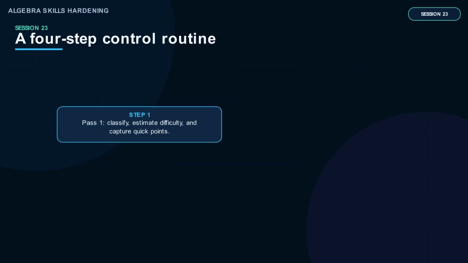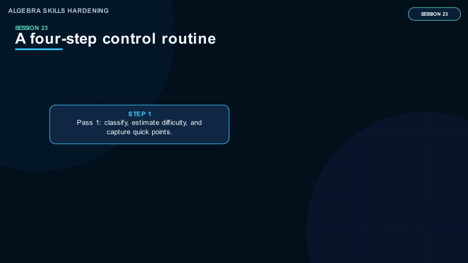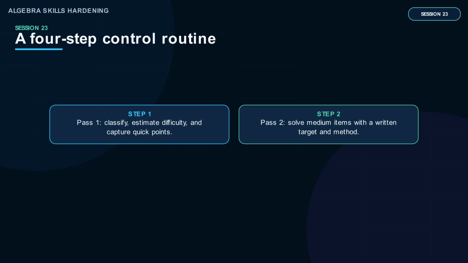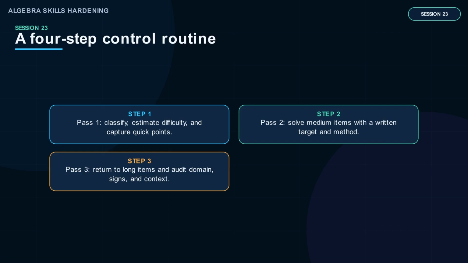Step 1. Pass 1. Classify, estimate difficulty, and capture quick points. Identify the object being changed and the requested result. Step 2. Pass 2. Solve medium items with a written target and method. Use a separate line so signs, units, and restrictions stay visible. Step 3. Pass 3. Return to long items and audit domain, signs, and context. Work efficiently without skipping an operation.